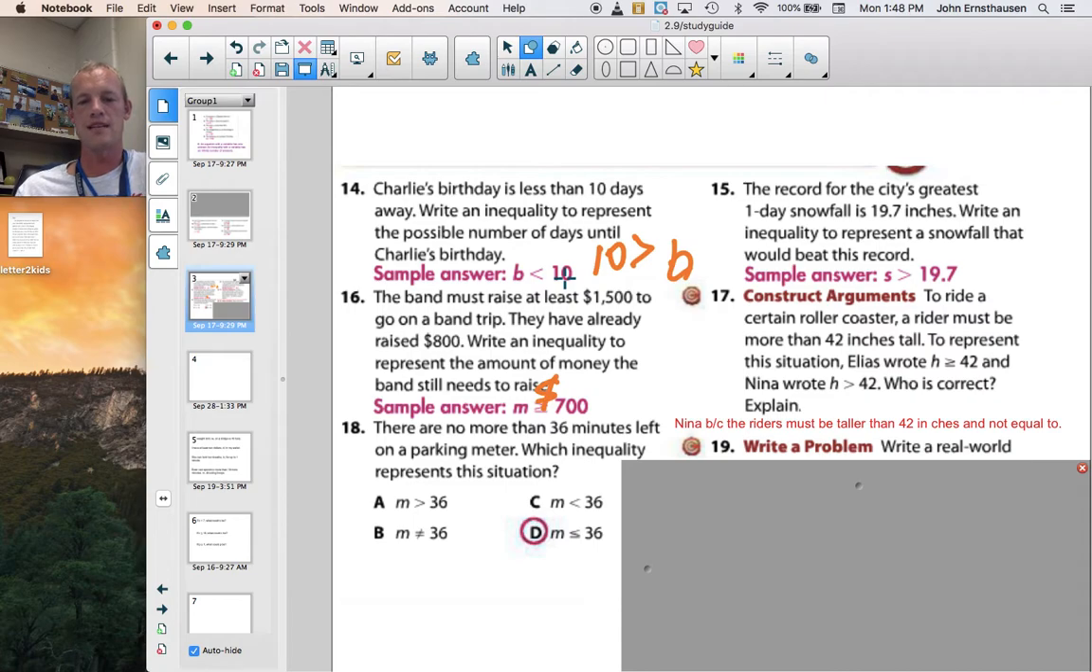And finally, for number 18, the answer was D. No more than 36 means that or equal to. These are brutal, you guys. Of all the things we do this year, this is definitely one of the toughest concepts. It just takes practice. So write how many you miss.